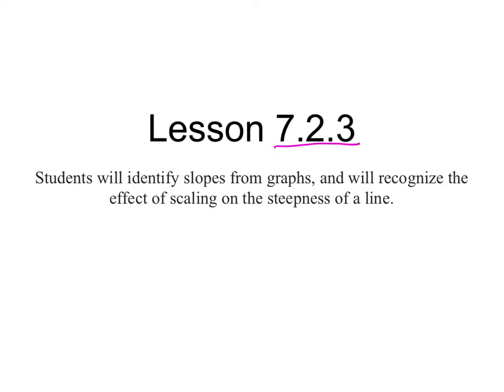Lesson 723 says this: students will identify slopes, and slopes are what we talked about yesterday. It's basically that steepness on the graph. So students will identify slopes from graphs and will recognize the effect of scaling the steepness of a line. So let's see what this looks like.